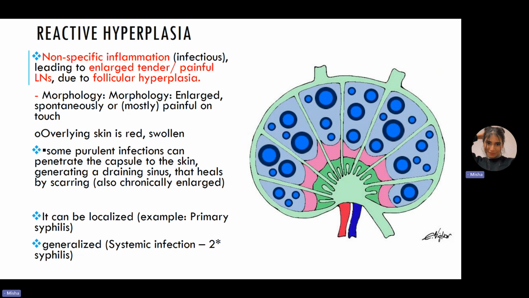Now, reactive hyperplasia can be either localized, which can be seen in the case of primary syphilis, for example, or it can be generalized, for example, in the case of systemic infections. For example, when primary syphilis becomes secondary syphilis, it becomes more of a systemic infection, and so it becomes a more generalized infection, right? So this is about reactive hyperplasia of the lymph nodes.